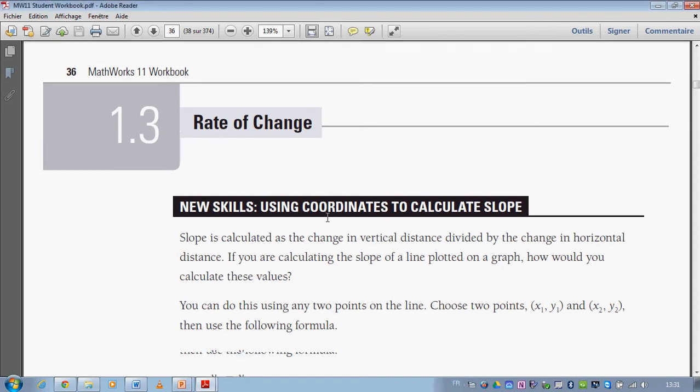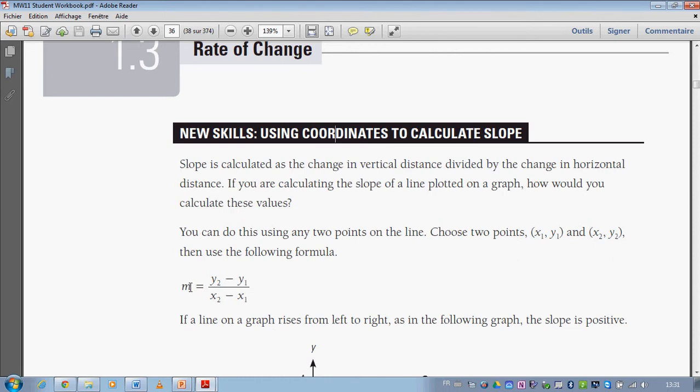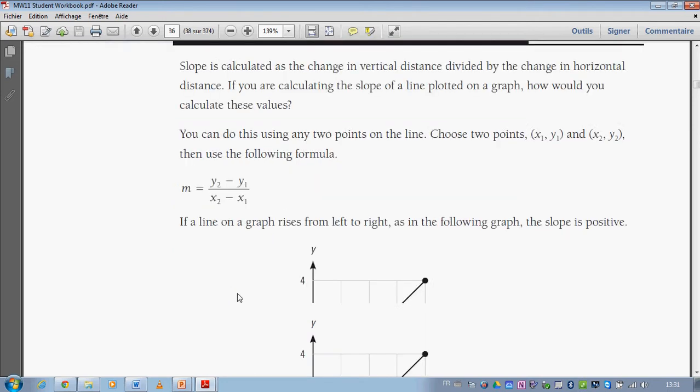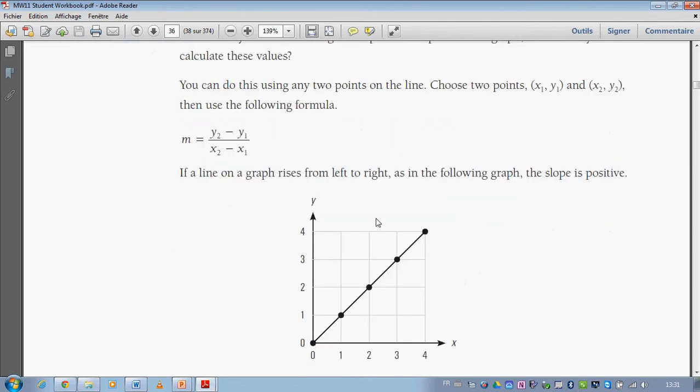Okay, so here you go. Here's the formula for the slope using 2 points on a graph. You've got, for example, 2 points on this graph right here. Well, you've got more than that, but if we were to pull 2 points off of this graph, let's say this is point 1 and then this is point 2.